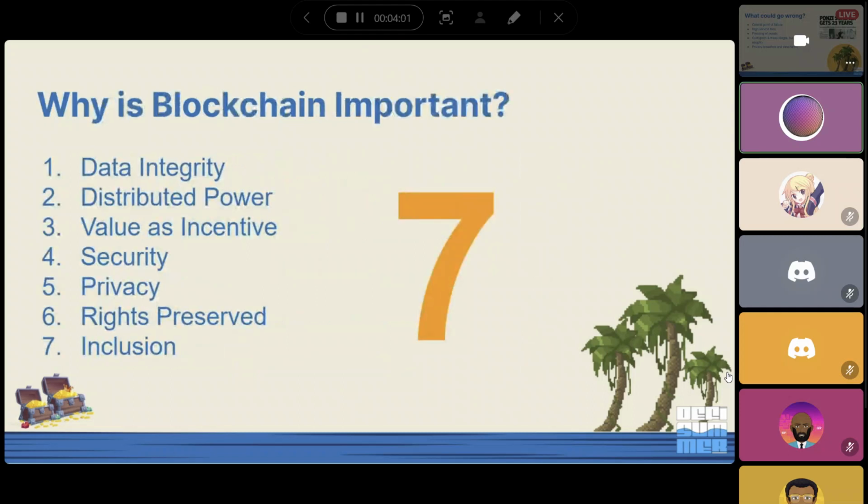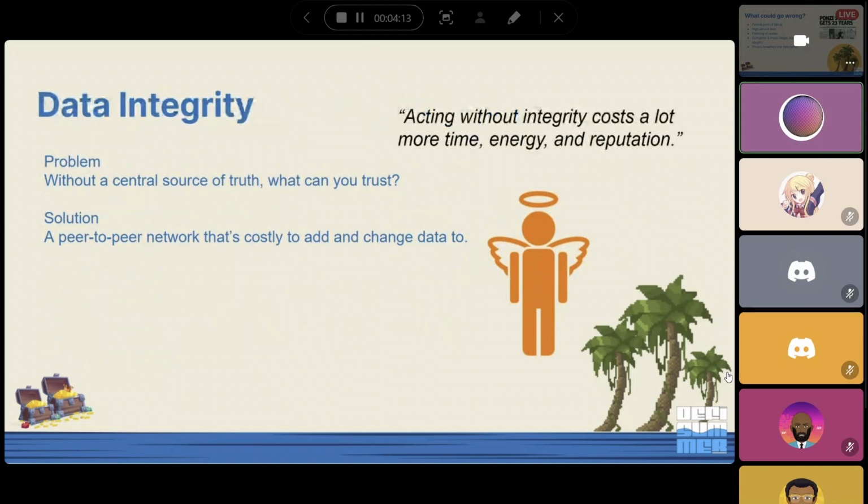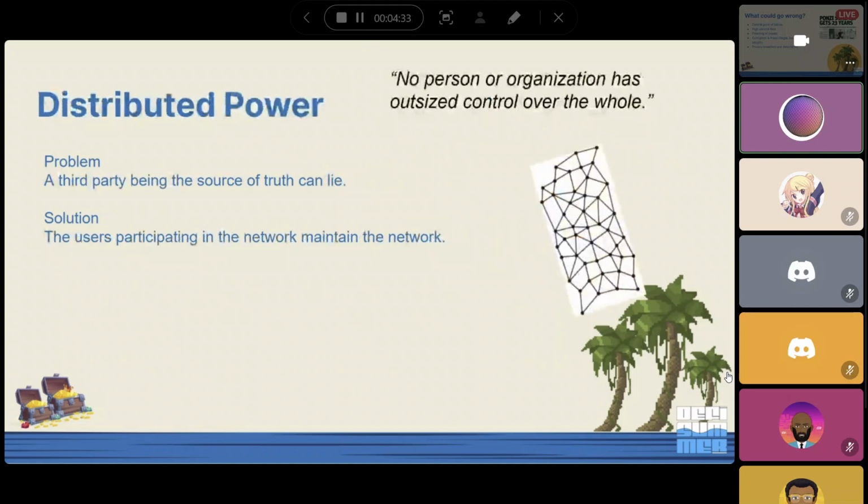So here are the 7 fundamental principles of why blockchain is important: data integrity, distributed power, value as an incentive, security, privacy and rights preserved, and inclusion. The idea of data integrity is that, without a central source of truth, who can you trust? If there's not one plug for the information, how can you say it's valid? The way blockchains solve this is that it's a peer-to-peer network that makes it very costly to change data, as we mentioned, through mining as a consensus system.